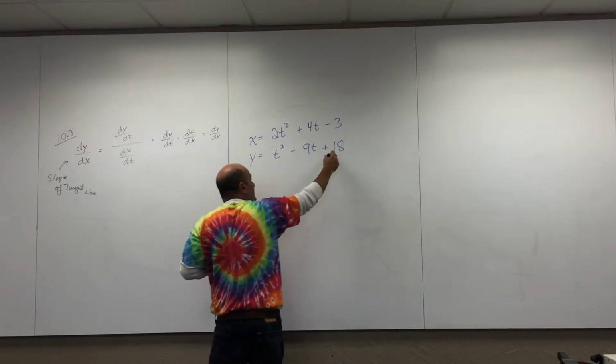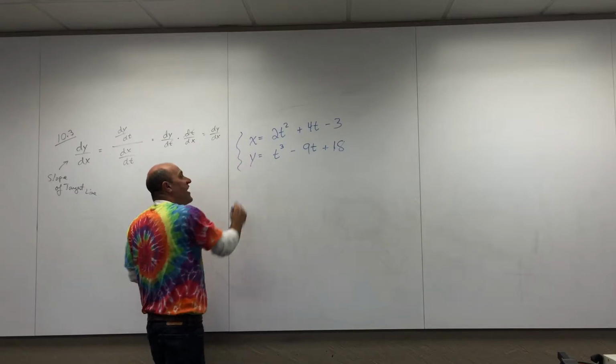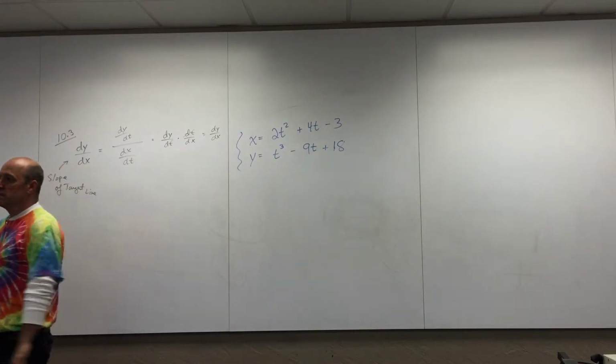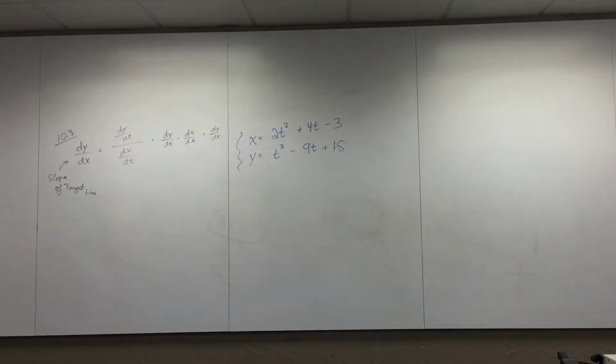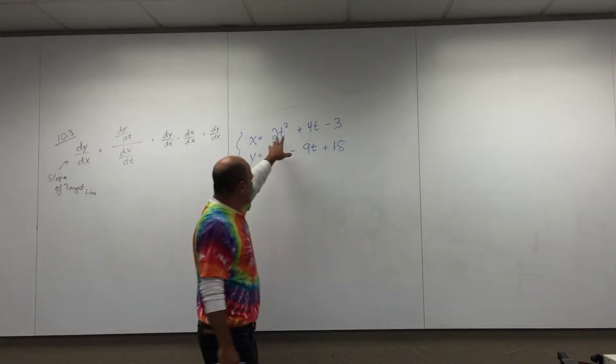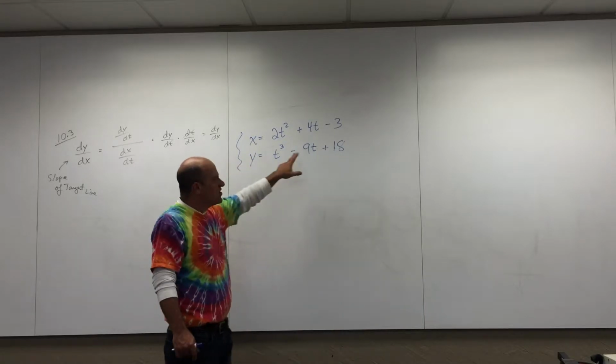All right, I made up, this is crazy. This is a set of parametric equations. Nobody knows what it looks like. I don't know what this is. It's kind of weird, dude. X is a t squared kind of thing. Y is a t cubed kind of thing.